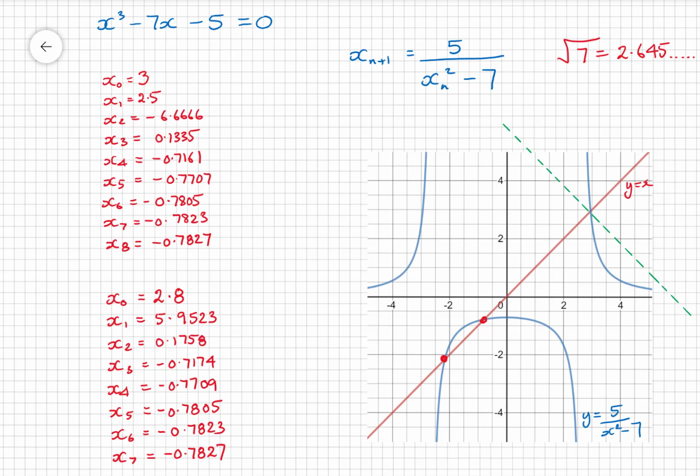So I've drawn onto the graph a line which is perpendicular to y equals x, so that will have a gradient of minus 1, and we can clearly see that the gradient of the curve at that point is much steeper, and that's really the reason behind its failure to find that solution using the fixed point iteration method.